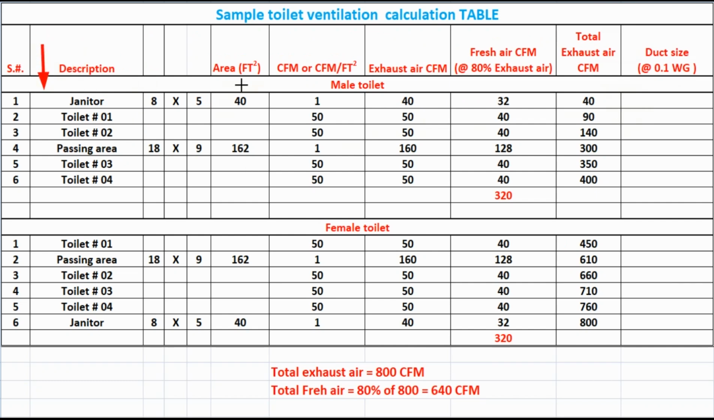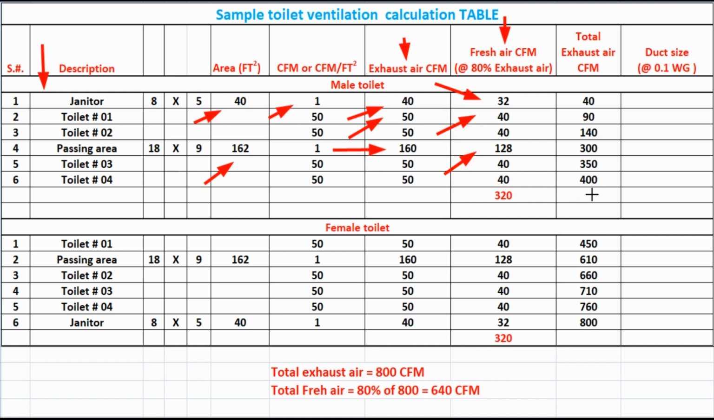Here is the area name, then the exhaust air required, and this is fresh air. Fresh air we take as 80% of exhaust air. So for janitor we have area 40, and at the rate of 1 CFM per square feet, we need exhaust air 40 CFM, and the fresh air value will be 80% of it, 32 CFM. For each toilet, we take exhaust air 50 CFM and the fresh air required for it will be 40 CFM. For passing area, the area is 162, so we will take the round figure. We need exhaust air 160 CFM for this area, and the fresh air CFM value will be 128.